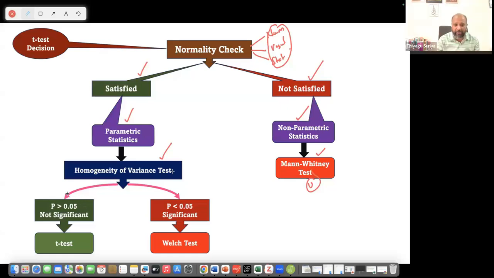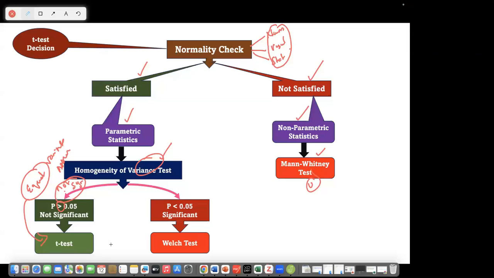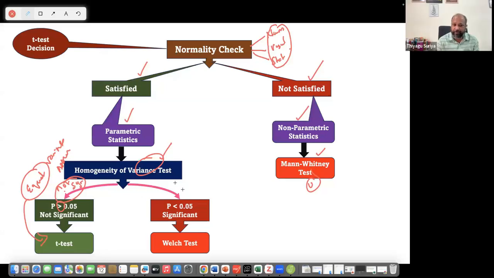The p-value talks about the variance. If the p-value is greater, what does it mean? Significant or not significant? Not significant. Not significant means what? Equal variance. Therefore, equal variance assumed. Right? When equal variance is assumed, we can go with the Student T-test.